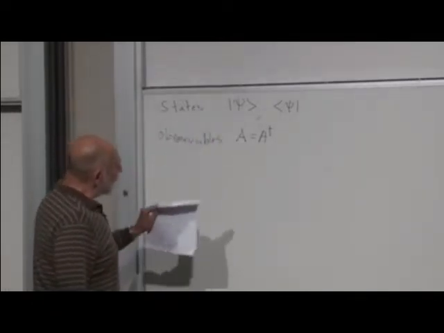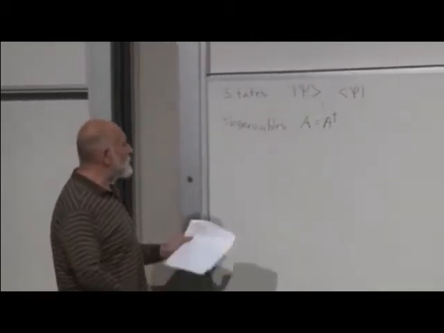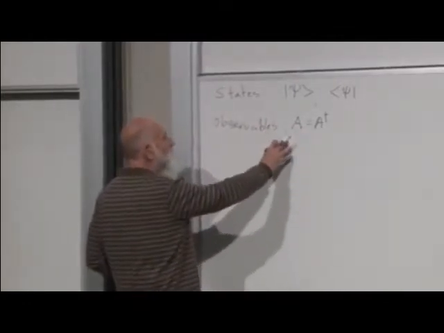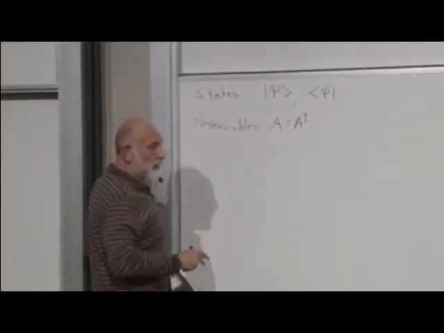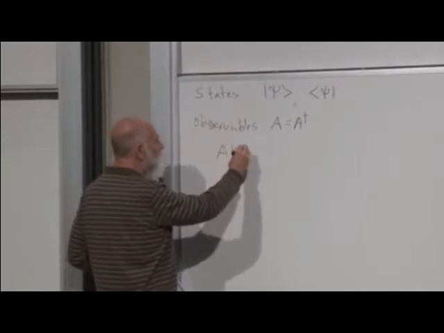The eigenvalues and eigenvectors of these Hermitian operators play a special role. So let me just remind you, what is an eigenvalue and an eigenvector? If you have a Hermitian operator, you can search for vectors.